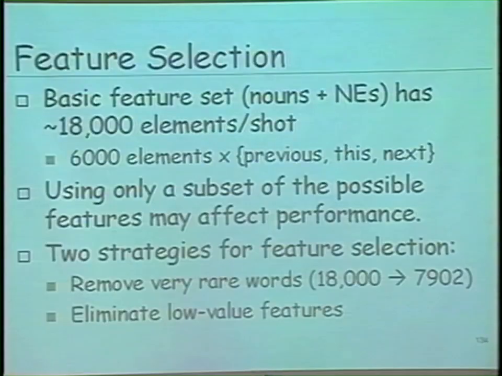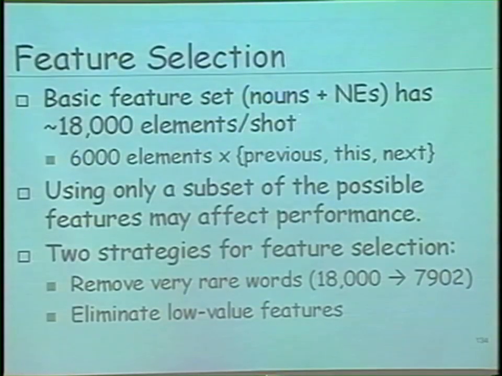For the first, we just throw out rare words. If a word only occurs once, it really doesn't have a distribution over concepts, it's in one concept. And even twice, the distribution is sort of shaky. So by throwing out everything which occurs less than 3 times, we cut our feature space more than in half, from 18,000 to a little bit under 8,000. So now we're left with a reasonably sized feature set.